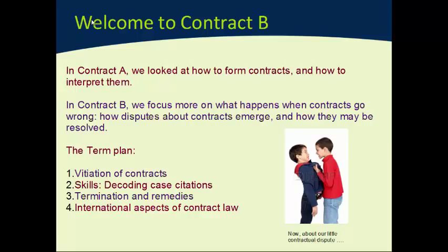After that period of weeks on vitiation of contracts, we'll then take a week in the middle of the course to focus on legal skills, exactly as we did last term for Contracts A. Now, in Contracts A, we looked at how to answer problem questions. For Contracts B, we're going to look at how to decode case citations, because this is something that I'm noticing, even with my second and third year students, that many students still seem to be finding quite confusing even when they're into the advanced levels of their degree.